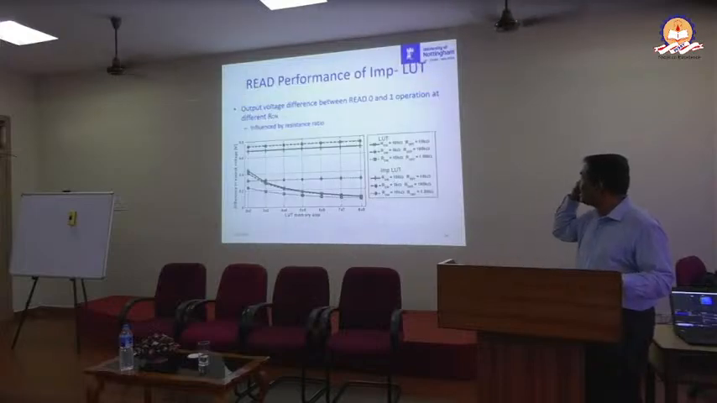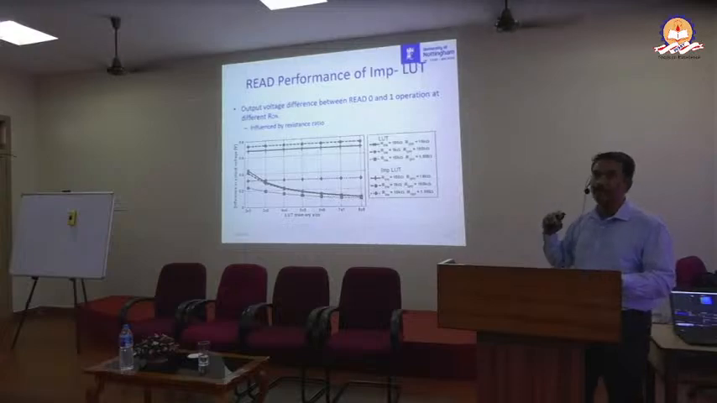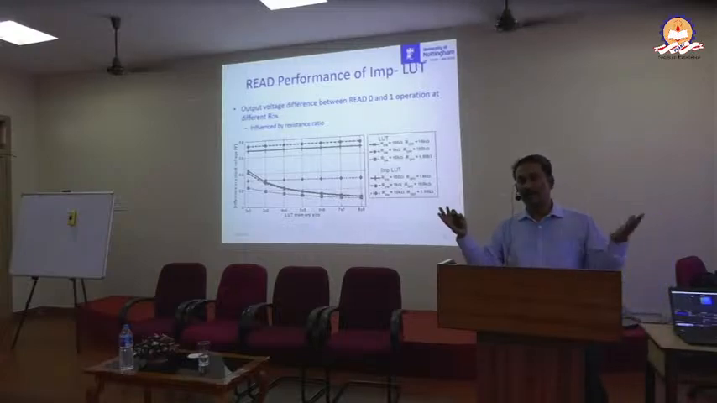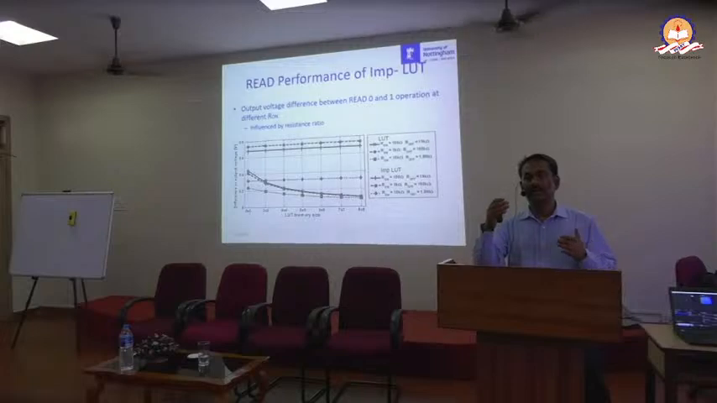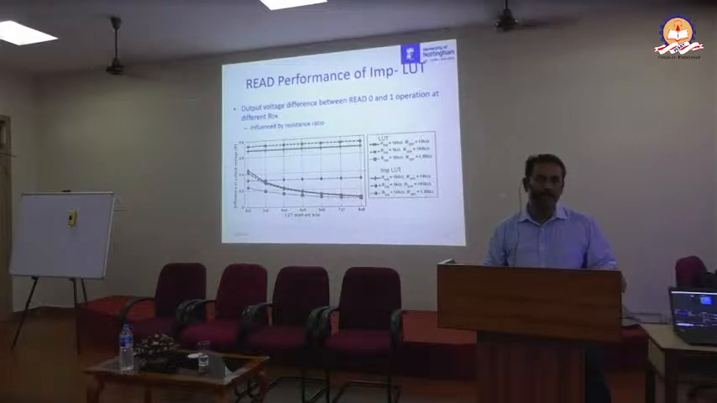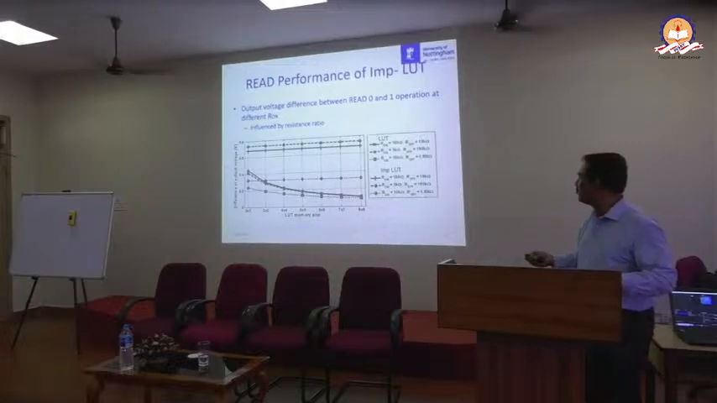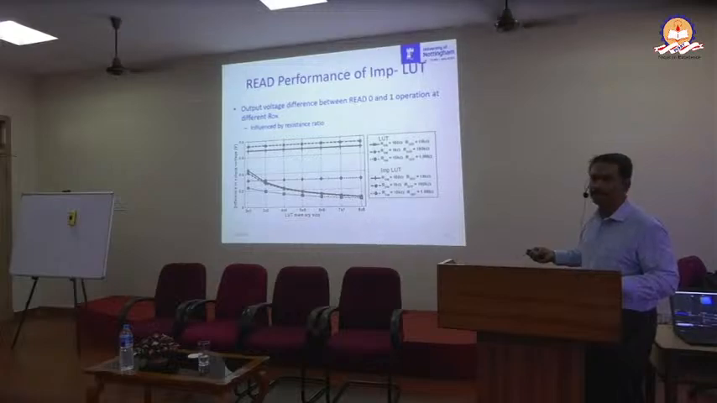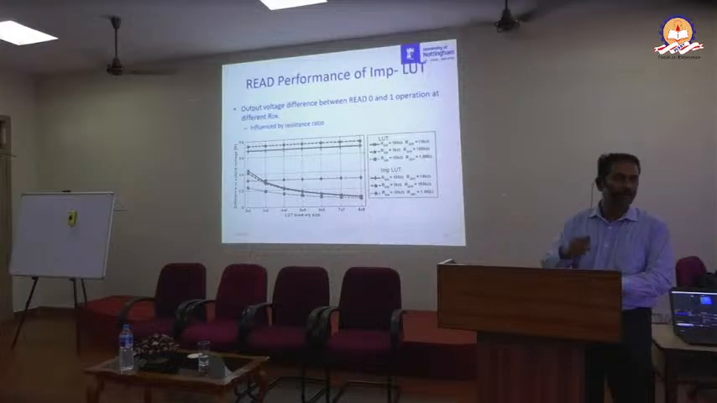So we did another experiment for the read performance. For example, when you increase your array size, you want to see the difference between 0 and 1. If the voltage difference is very small, then it is very difficult to distinguish between 0 and 1. We ran this experiment and found that the difference in the output voltage remains very close to 0.7 to 0.8, which is a very interesting result because we can differentiate between 0 and 1 very easily with our method.